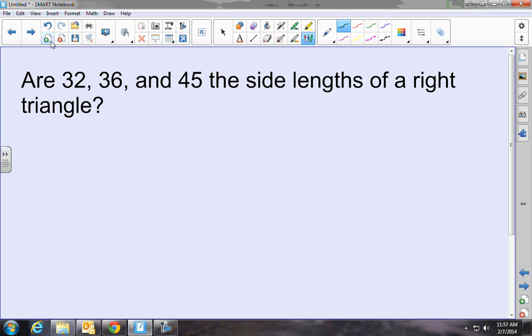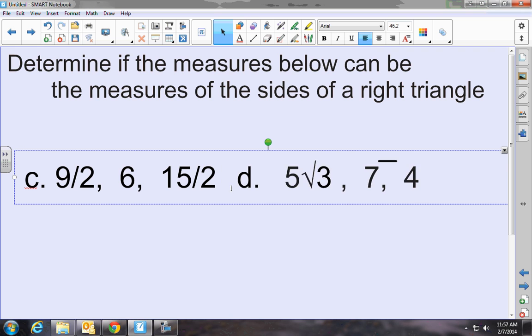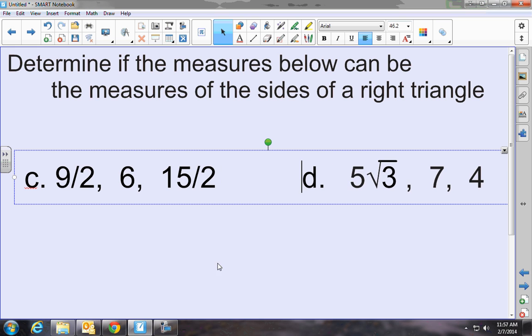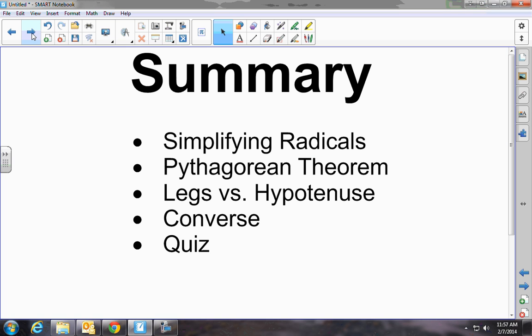Okay, here's another one that you can try. Of course, 45 will be your c squared. And here's another one. Actually, here's two problems. Let me separate them here. That looks a little better. All right, and you can give those a go as well, but for the sake of time, let's summarize here.